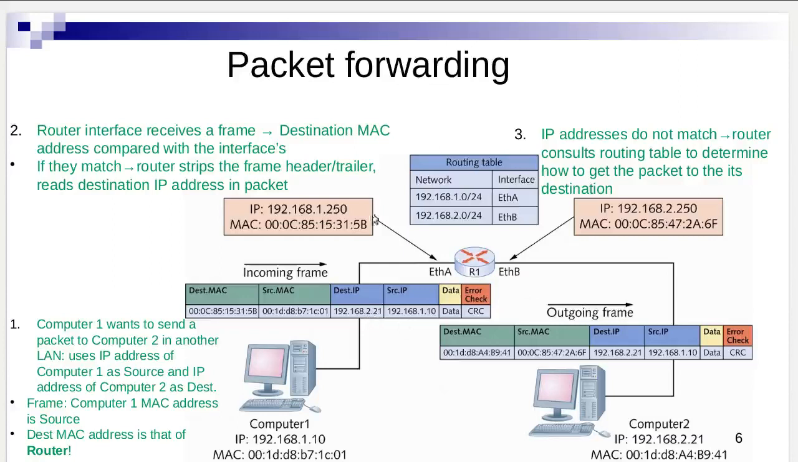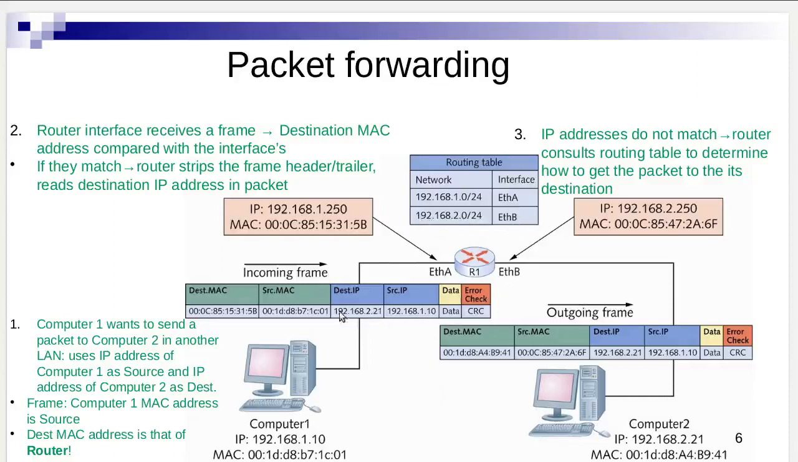But what it'll do is consult its routing table, and say, okay, here is an entry for destinations that are in this network, 192.168.2.0/24. Remember, this is CIDR notation, meaning that the 24 most significant bits represent the network. And so this is a match. 192.168.2.21 matches this rule, 192.168.2.0, same subnet, and therefore that packet should go out interface ETH-B, or Ethernet B.